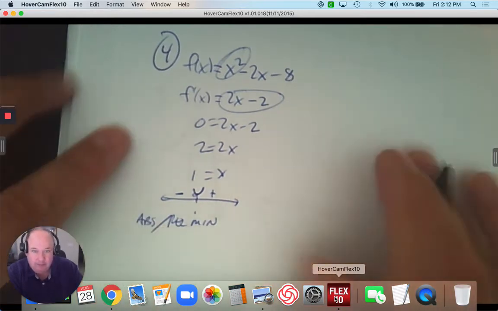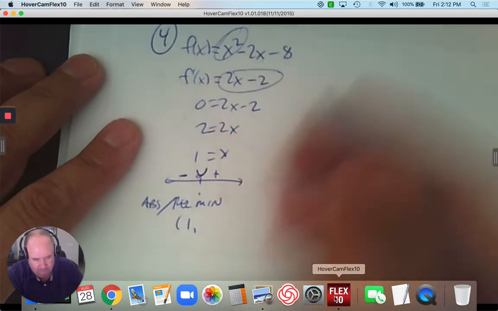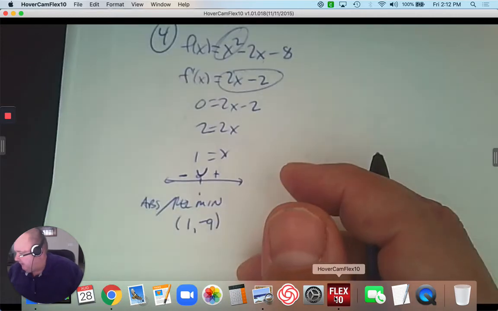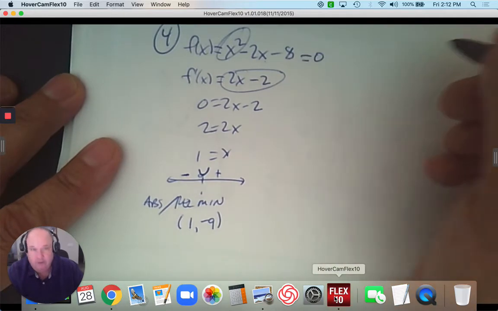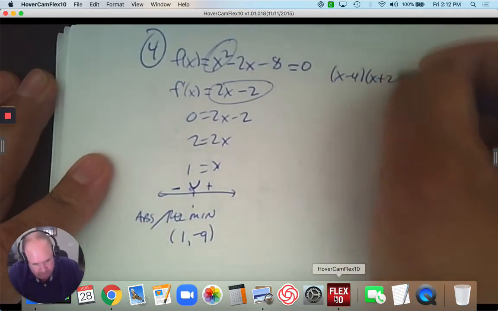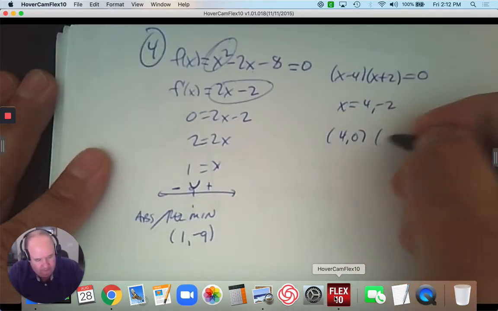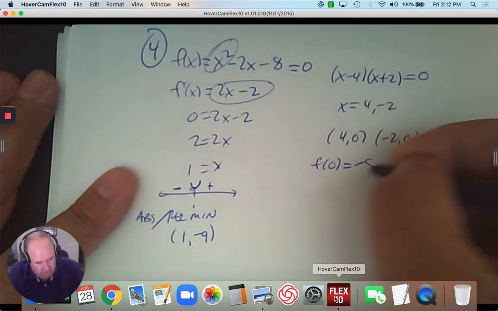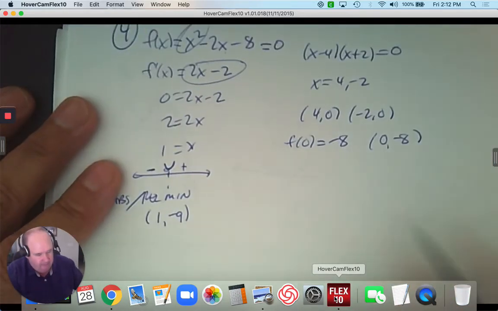So an absolute minimum at positive 1, that's the vertex. Plug it in and you get negative 9. So at 1, negative 9, you have a minimum. If you want to find the intercepts, plug in 0 and factor it. So we have x-intercepts at 4, 0 and at negative 2, 0. If I plug 0 in, I have a y-intercept at negative 8. And that's it.